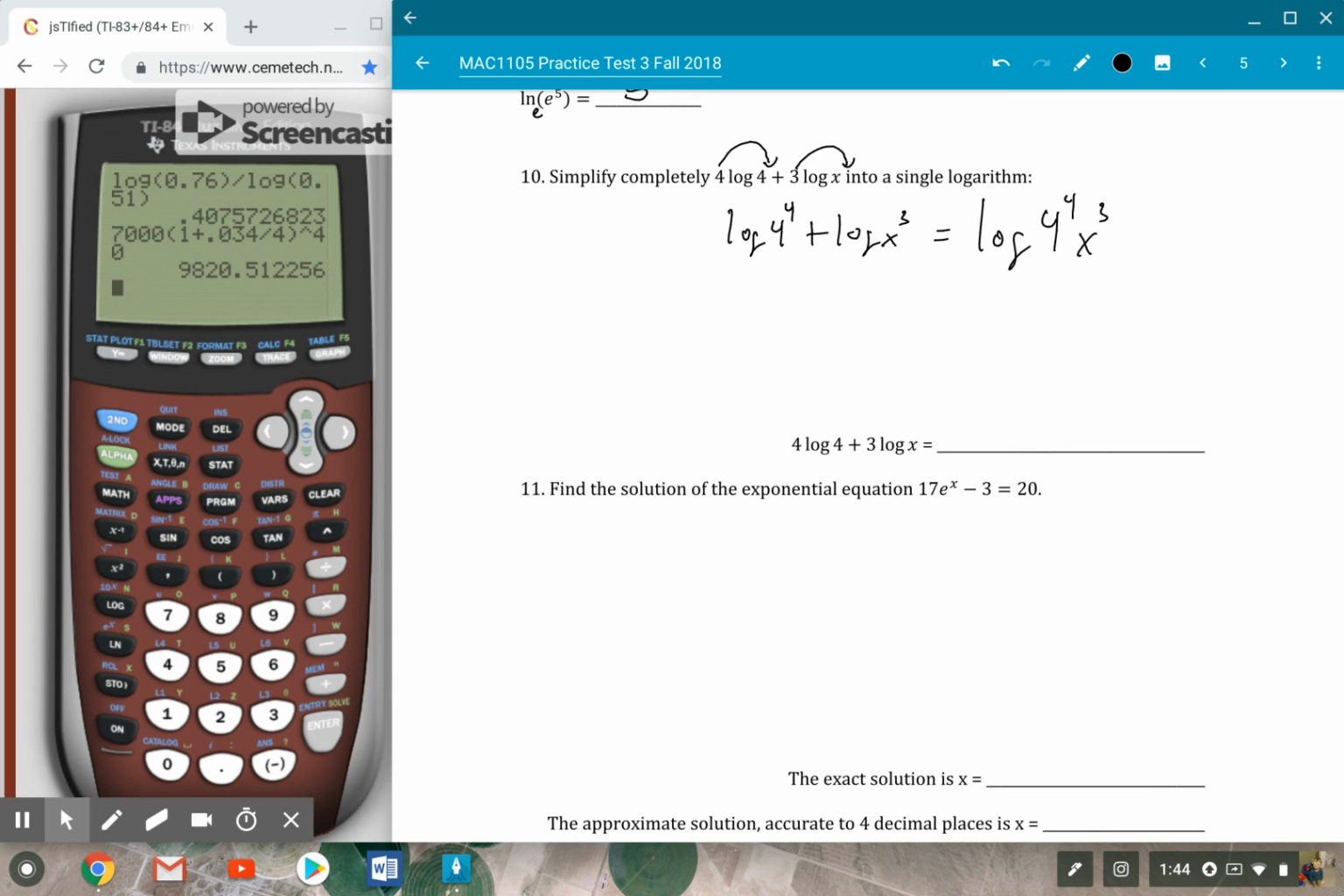And I'll go ahead and use my calculator and find what 4 raised to the 4th power is. It's 256, as we can see there. So this is really log of 256 x to the 3rd. And I can put some parentheses to show it's log of all of that. Right. So we'll stop this video here and move into video 3 for problem number 11.